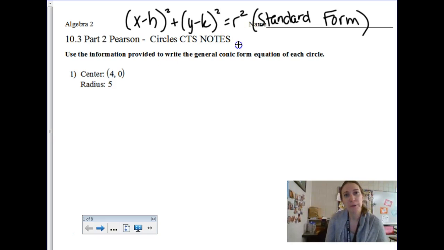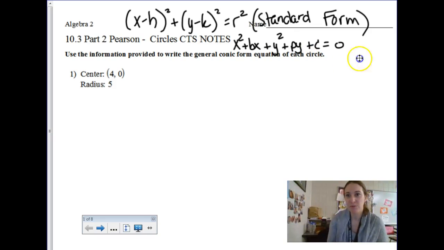Well, general conic form is x squared plus bx plus y squared plus, say, py plus c equals 0. Now the c could actually be moved to the other side of the equation, but the idea is it's what happens if you FOIL all those binomials out and you collect all your like terms. So it's quite awful actually.